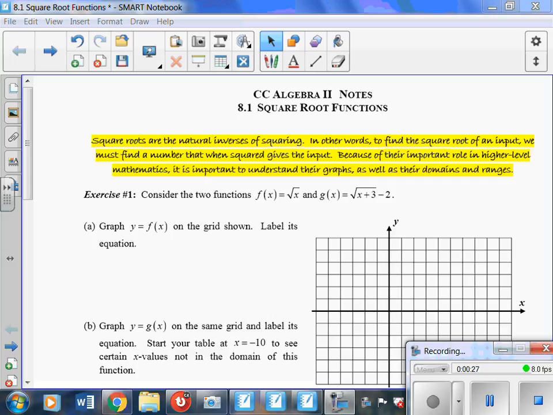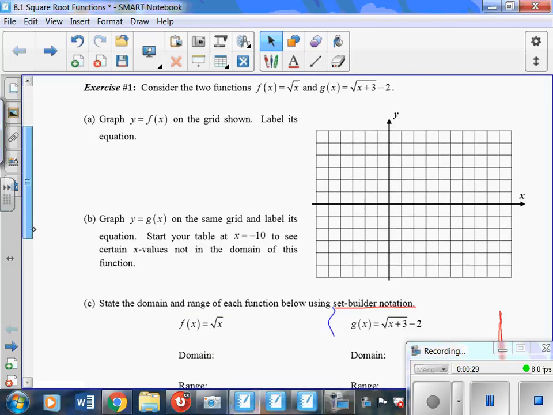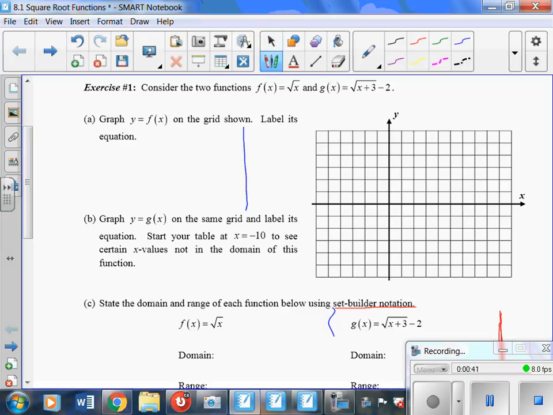So Exercise 1 says consider the two functions. f of x is the square root of x, and g of x is the square root of x plus 3, minus 2. So A says let's graph this on the grid below. If we consider what that table looks like, here's x, y, and if you want to put it into your calculator, you can, but I'm just doing this by hand. Remember, this is the one I'm looking at right here.